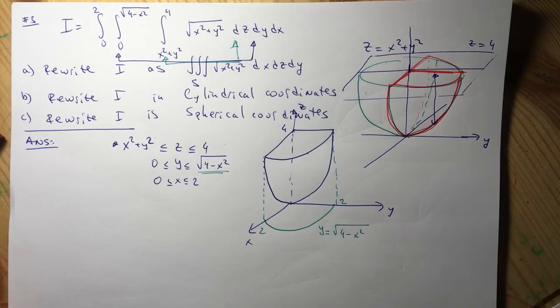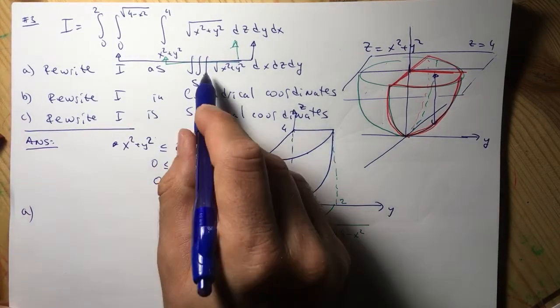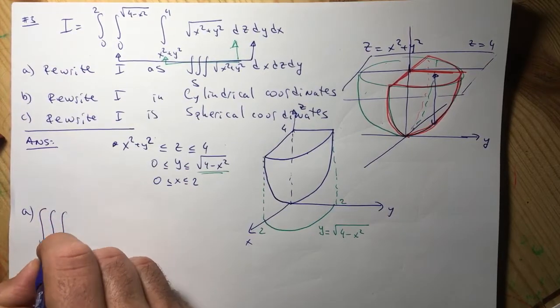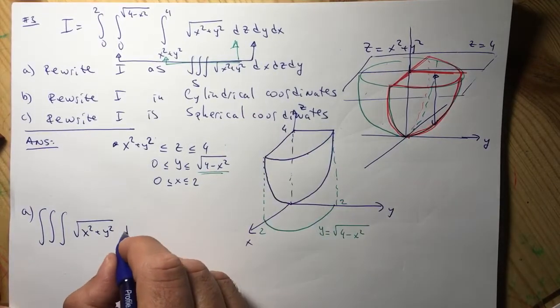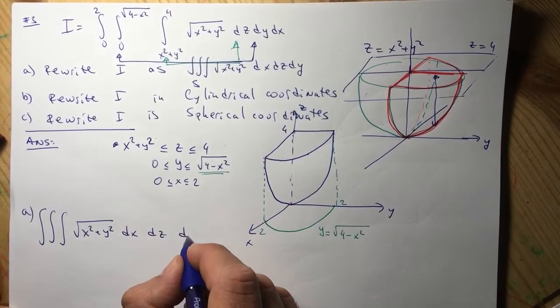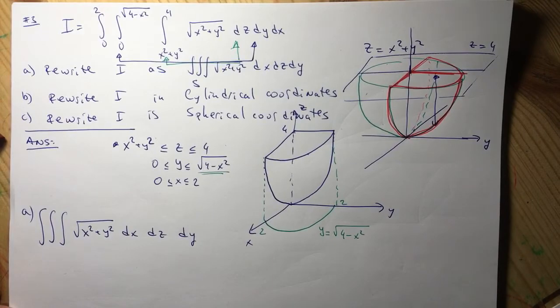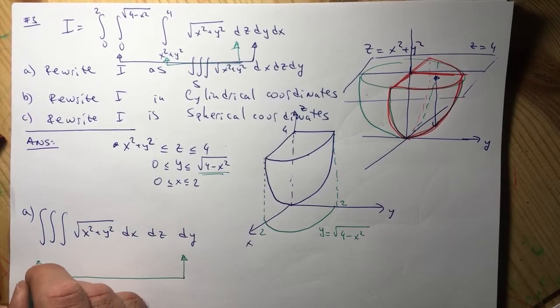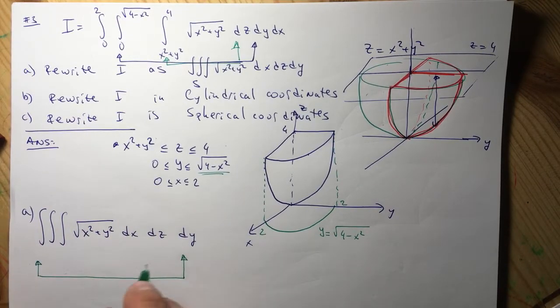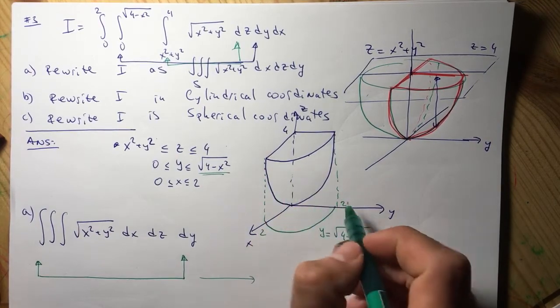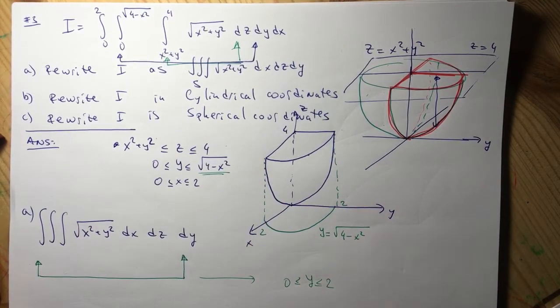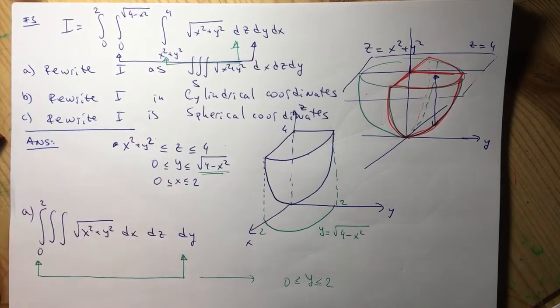Okay, so now we have part A. I have to rewrite this integral, okay, which means that the integrand is not going to change, square root of x squared plus y squared, but it has to be dx, dz, dy. Okay, the most outside variable is y, which means right away I know that y is going to be bounded by constants, so y goes from 0 to 2. Smallest value 0, largest value 2.